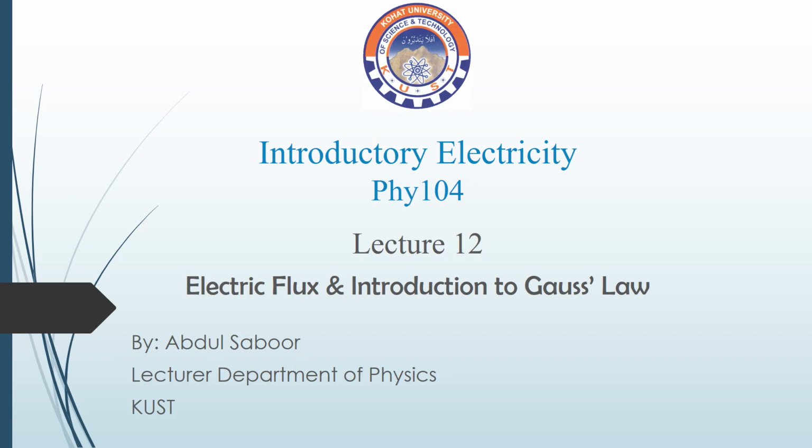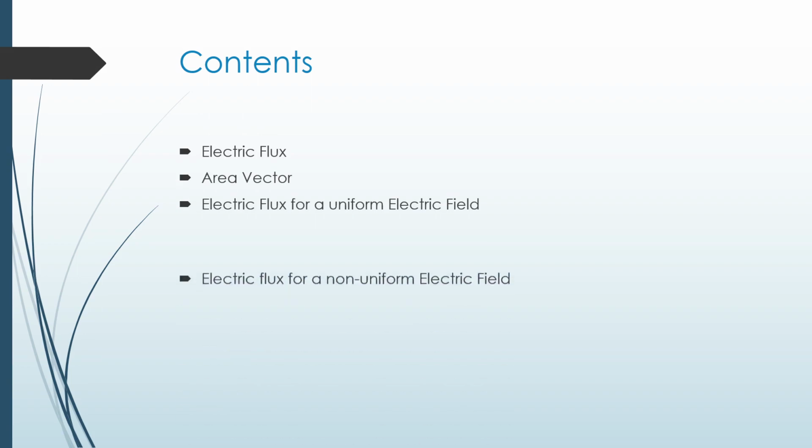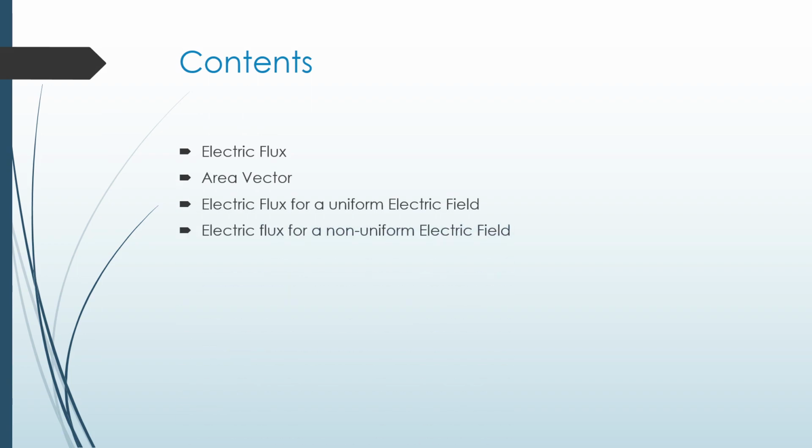Lecture number 12, and the topic of the lecture is electric flux and introduction to Gauss's law. The contents of the lecture are: first of all, we'll try to explain what is electric flux, what is area vector, what is the electric flux for a uniform electric field, and electric flux for a non-uniform electric field, and in the end, introduction to Gauss's law.